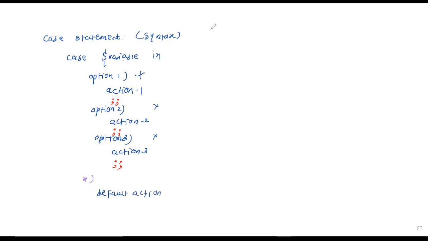That means if the variable doesn't take any value, if the variable is not equal to option 1, not equal to option 2, not equal to option 3, then it will execute this action. For option 1, we have action 1. For option 2, we have action 2. For option 3, we have action 3. And for the remaining values other than options 1, 2, 3, we have this default action.